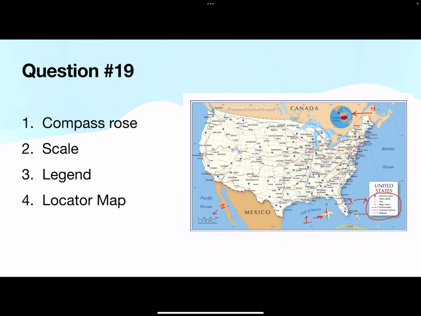And finally, question number 19 dealt with the map, and we had to identify the different parts of the map. Number 1 on the map is the compass rose. Number 2 is the scale of the map. Number 3 is the legend of the map. And finally, number 4 is a locator map, which shows which part of the world we're talking about. And there are all of the correct answers for our practice exam.